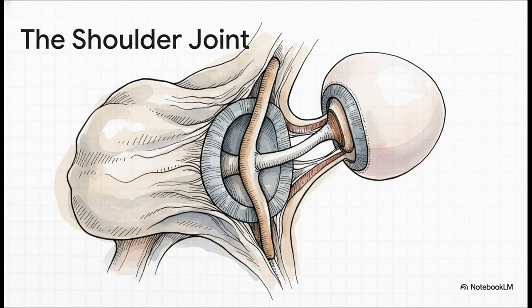And because that capsule is so loose, it has to rely heavily on other things to keep it from popping out, like a rim of cartilage called the glenoid labrum, and crucially, your biceps tendon, which literally crosses right through the joint cavity, acting as a dynamic stabilizing cable.